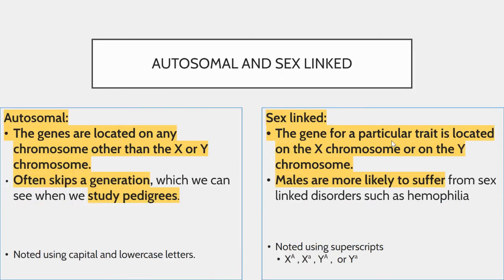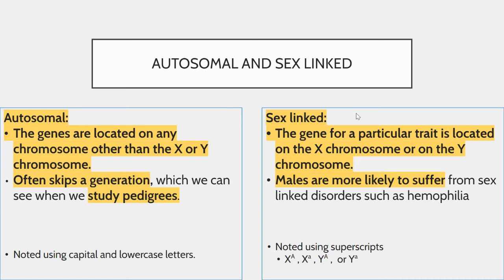All right, next up, I have autosomal and sex-linked. You're going to see this with some traits that we're going to talk about in a couple videos. Autosomal means that genes are located on any chromosome other than your X or Y chromosome. So you have 23 pairs of chromosomes, and the autosomal chromosomes are pairs 1 through 22. If you have an autosomal condition, then they can sometimes skip generations, and we can study them in what we call pedigrees, which we'll talk about.